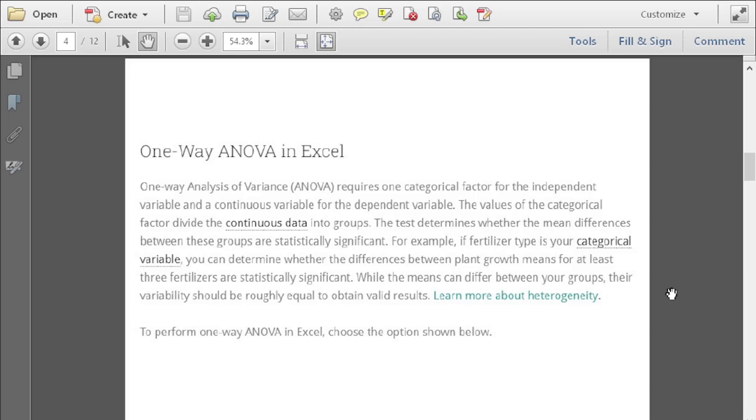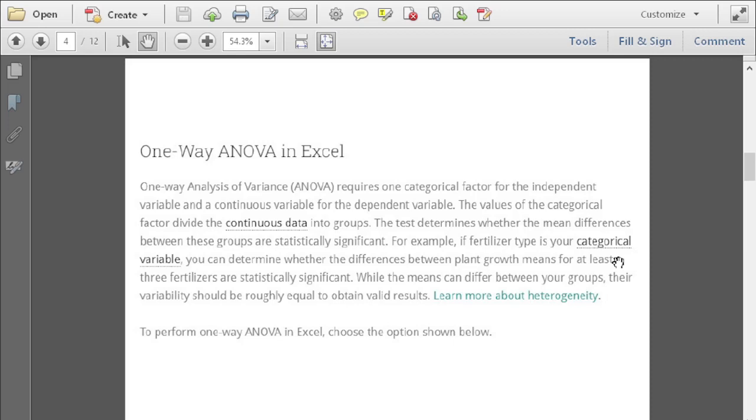One-way analysis of variance in Excel requires a categorical factor for the independent variable and a continuous variable for the dependent variable. So when talking about ANOVA, we have two types of variable. First is the independent variable, and that should be categorical. The other one is the continuous variable, which is the dependent variable. The values of the categorical factor divide the continuous data into groups. The test determines whether the mean differences between these groups are statistically significant.